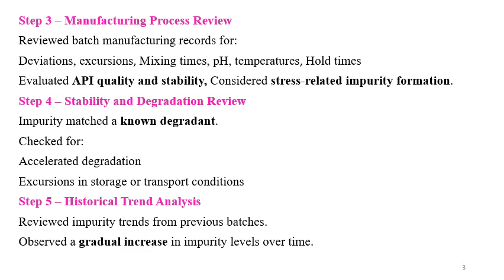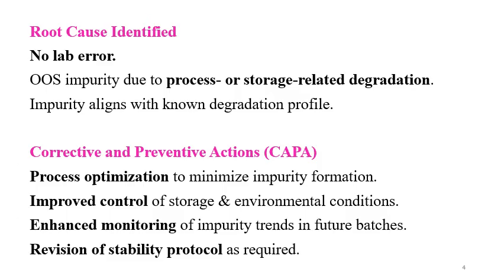Step 5, historical trend analysis. Review the impurity trends from the previous batches. Observe a gradual increase in impurity levels over time. So what your trend data is saying to you is very important. For example, you have observed OOS in the 50th batch, or you have observed it in the 60th batch, and before this batch there were already 59 batches manufactured. So that data is required to be reviewed, and the historical trend is required to be reviewed.